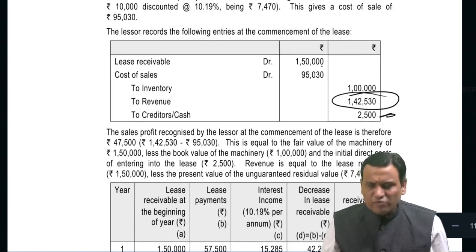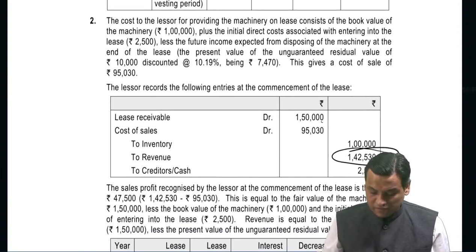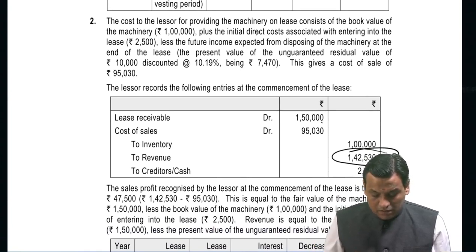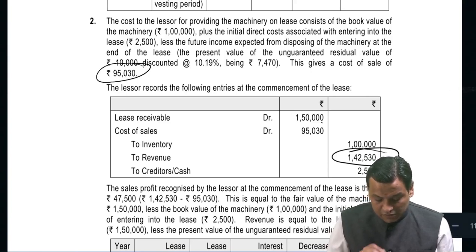So this same type of question we had in our textbook. I'll just go through the solution. The cost to lessor of providing the machine on lease consists of book value of 1 lakh plus initial direct cost associated with entering into the lease, that is 2,500, less the future income expected from disposing the machine at the end of the lease, that is the present value of UGRV, 10,000, being 7,470. This gives cost of sale of 95,030.